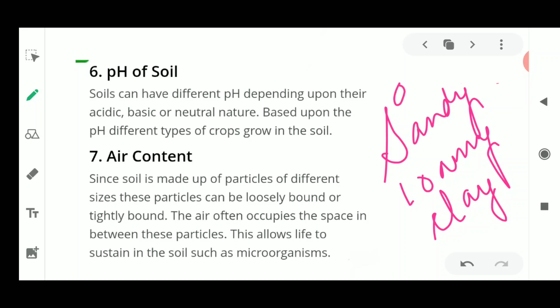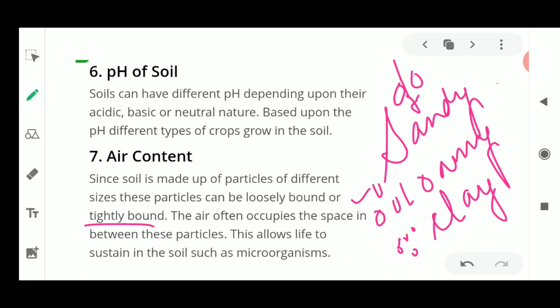The sandy soil's particles were far away from each other, and very big in nature. The clay soil had very tiny particles, and loamy soil had intermediary particles, which were neither very big nor very small. Between these particles, air is also trapped, and water is also trapped. We have already seen the presence of water between these particles, and now we will see that air is also present between these particles. Since the soil is made up of different sized particles, they are loosely or tightly bound. In the case of sandy soil it is loosely bound, and in the case of clay soil it is very tightly bound.